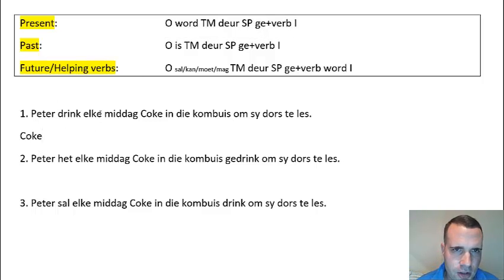So, follow your formula exactly. You've had the O in there. What's next? Word. What's next? Time. T for time. Elke middag.